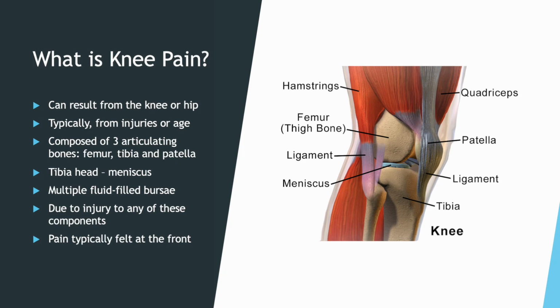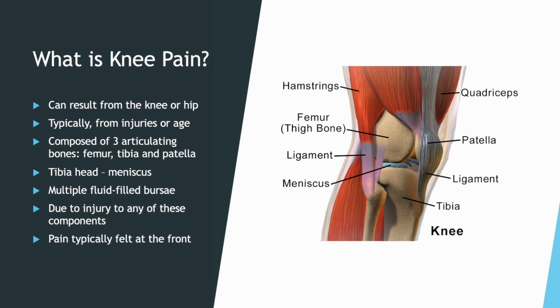So, what is knee pain, or what are the knee pain conditions? Well, it can obviously result from the knee, but also from the hip. Typically, it's due to age or injuries. Now, we have three articulating bones: the femur, the tibia, and the patella. The tibia head has two sides, and on top of that rests the meniscus. There are two menisci, which is the plural. And then we have what are called fluid-filled bursa. These are kind of the shock absorbers.